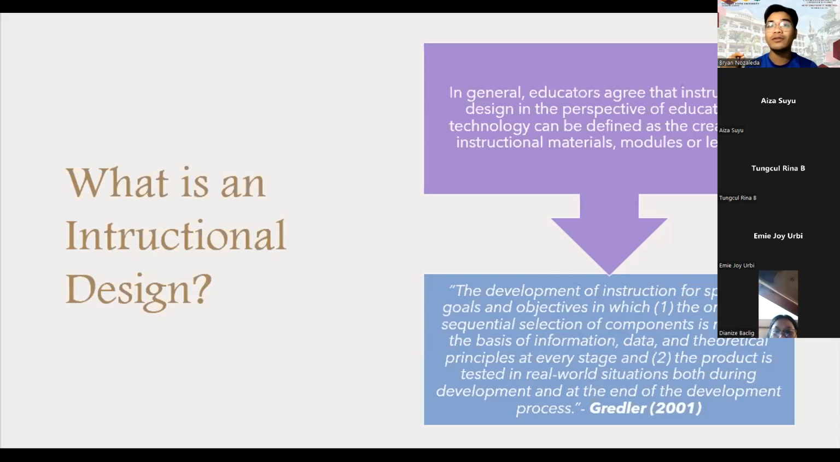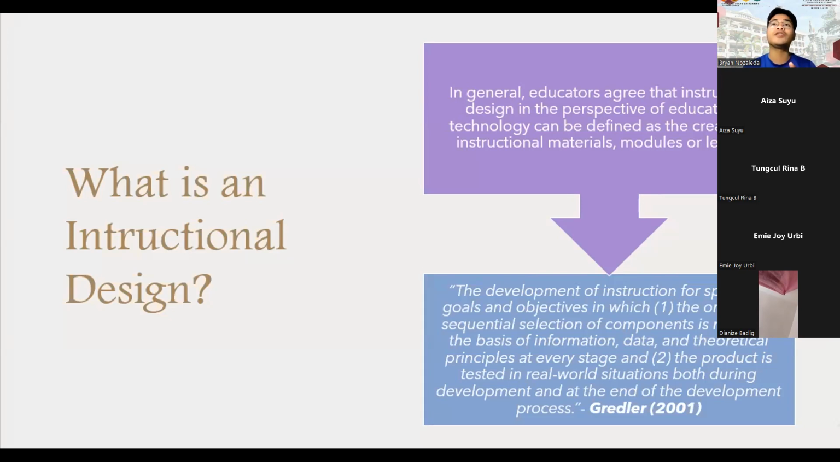So Gredler emphasized two elements of instructional design. What are these? First, the organized sequential selection of components. And number two, the product is tested in real-world situations, both during development and at the end of the development process. If we summarize what Gredler mentioned in his definition, instructional design is both a process and a product.